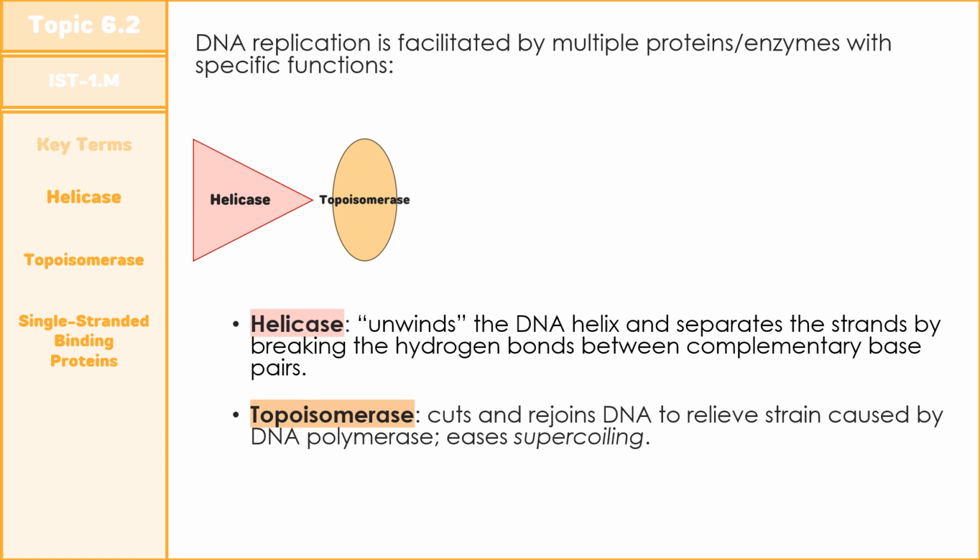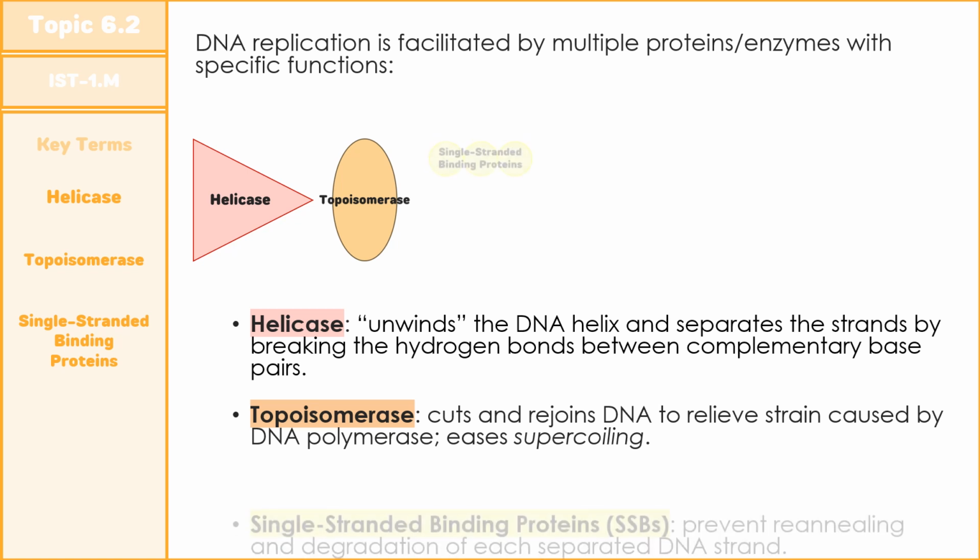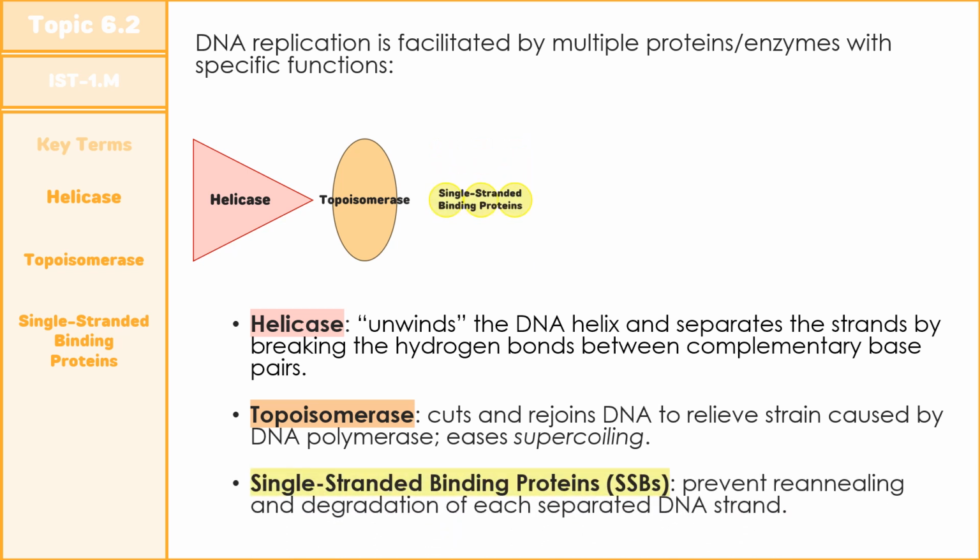Now, once we have our DNA strands separated, they're going to want to come back together. So we need something to hold them apart. And this is where we get these single-stranded binding proteins, or SSBs. These prevent the reannealing, or the reformation, of those hydrogen bonds in order to keep our DNA strands separated.